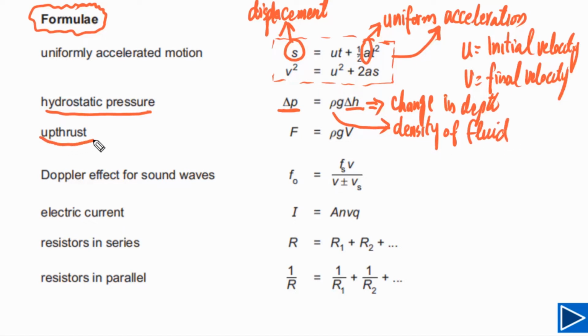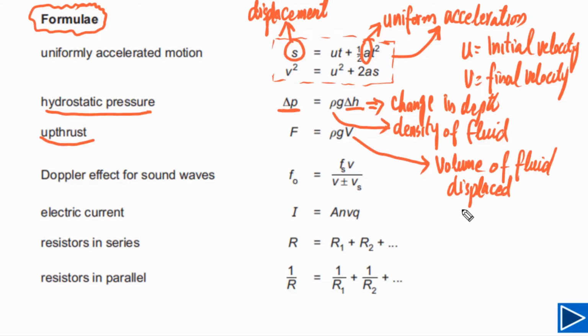Next one is upthrust, a very important one. V here, this is the volume of fluid displaced, not the volume of the object. So this is the volume of fluid displaced. Very important point. You have to be very clear about this one. Volume of fluid displaced.